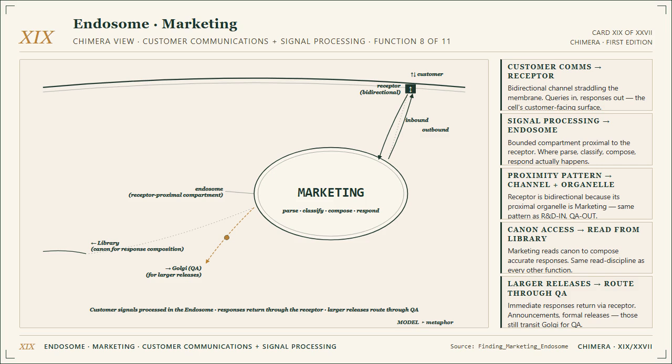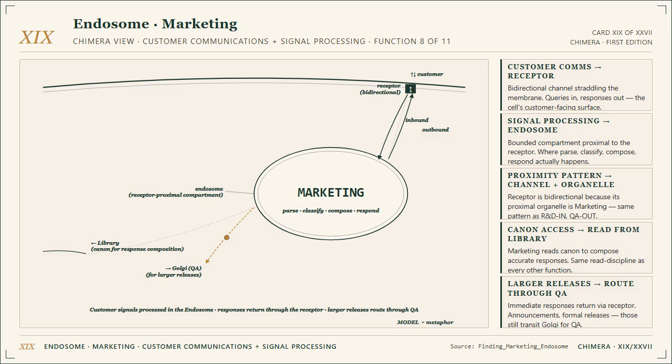The bidirectional arrows between the receptor and the endosome trace the immediate flow. Inbound signal, outbound response. Most customer comms close in this loop. The dashed proximity line marks the receptor-endosome relationship. Same proximity typing pattern that defines all of the cell's channel-organelle pairs. On the left, a dashed link to the library. Marketing reads canon to compose accurate responses. Same read discipline as every other function. Marketing isn't authorized to invent answers, only to look them up.